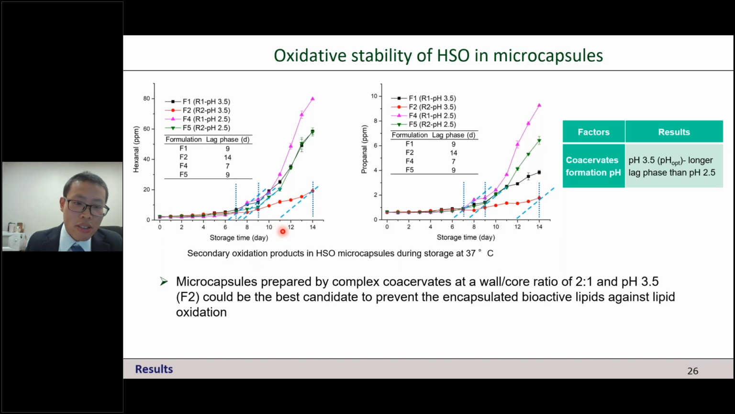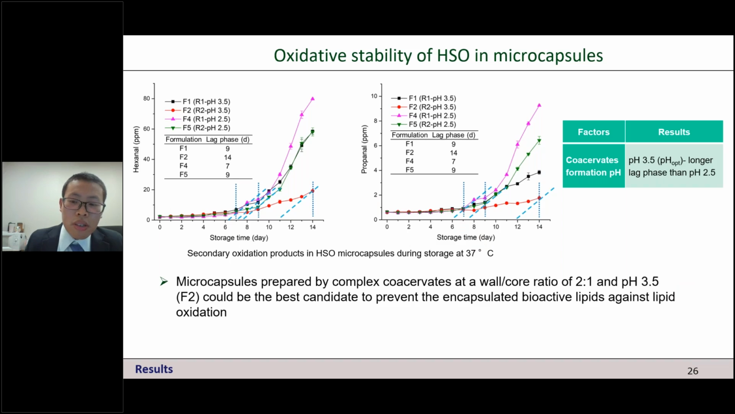Generally, a longer lag phase of the hexanol and the propanol formation is proportional to higher oxidative stability. As for impact of the pH, for example, here is F2, the microcapsules prepared from coacervates at pH 3.5 had a longer lag phase and therefore higher oxidative stability than at pH 2.5. So comparing F2 at pH 3.5 to F5 at pH 2.5, F2 is longer than F5.